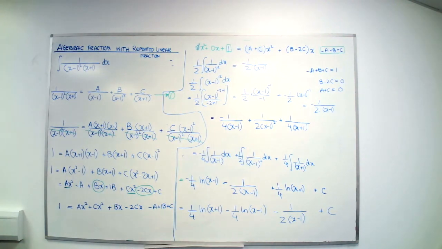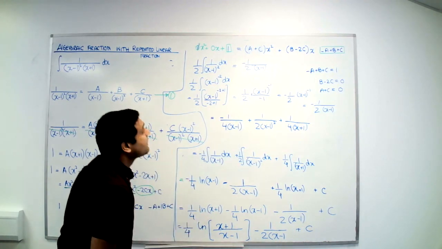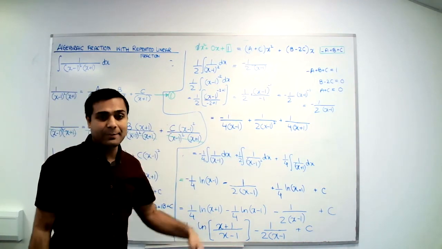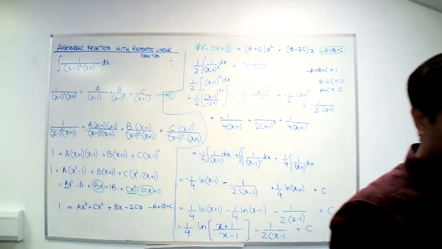Okay, now we have a rule. The rule is when the logs are subtracting, these are logs, ln, you divide them. So that will be 1 over 4 ln of (x plus 1) over (x minus 1), minus 1 over 2(x minus 1) plus a c. This is your answer. Now, I'm just going to show you how we got the value of the a, b, and c from this equation.